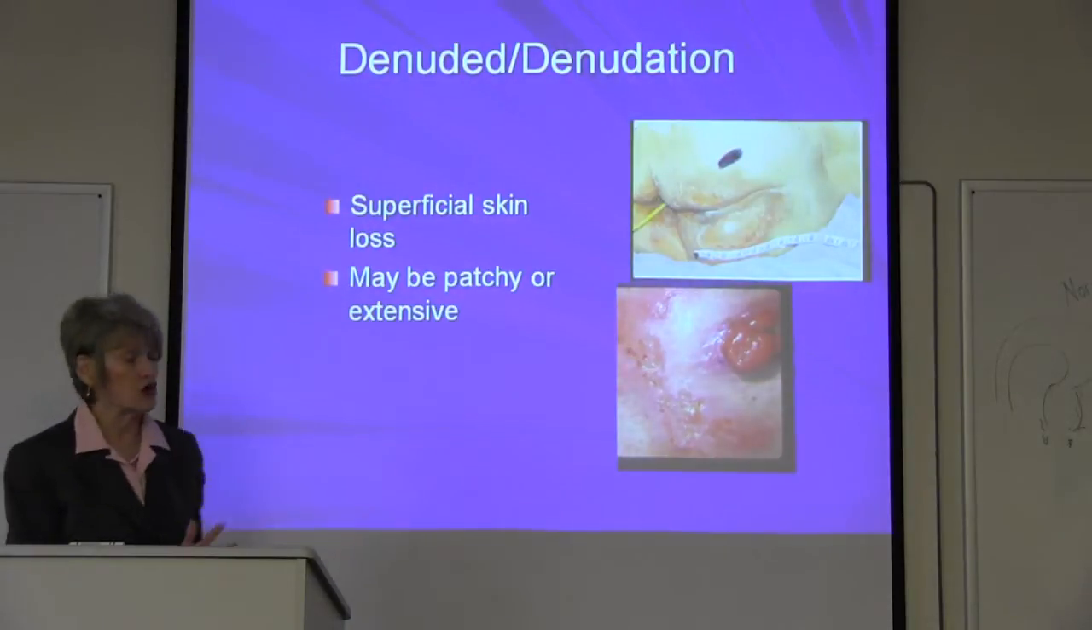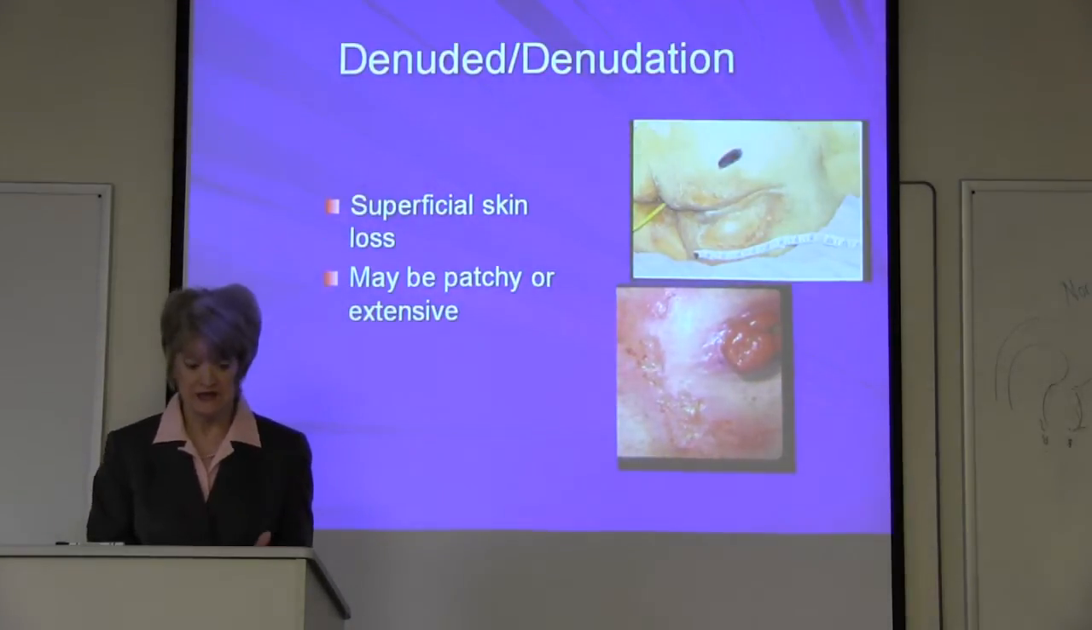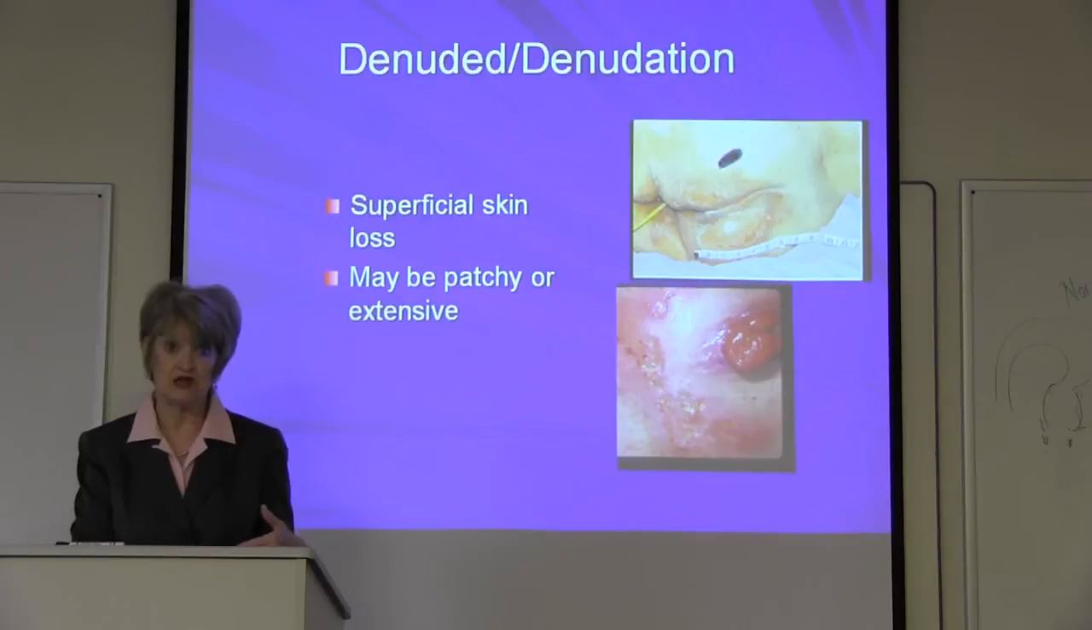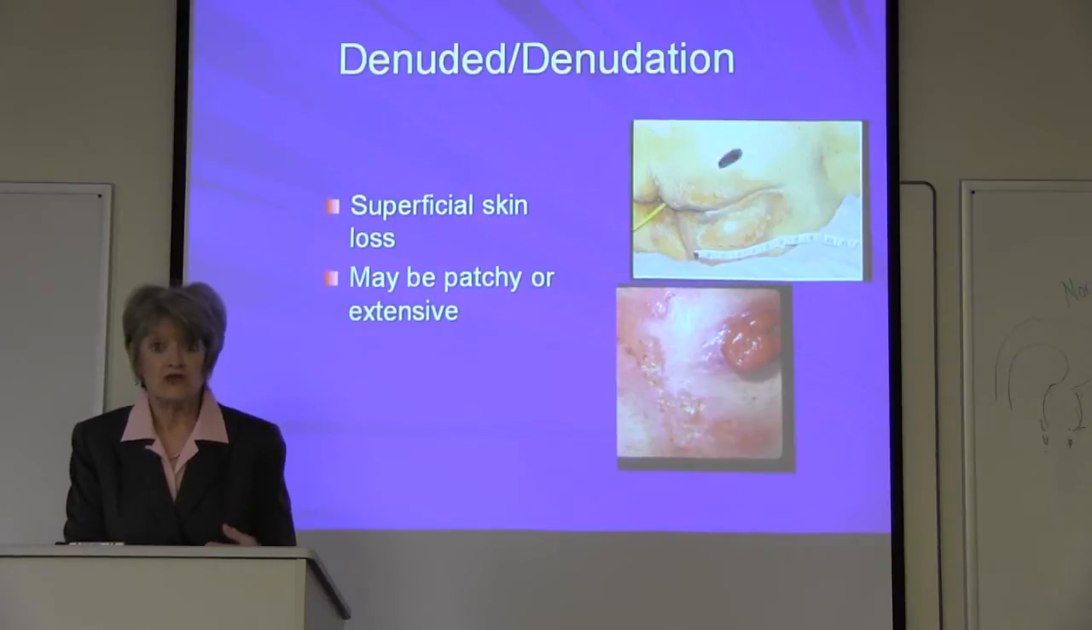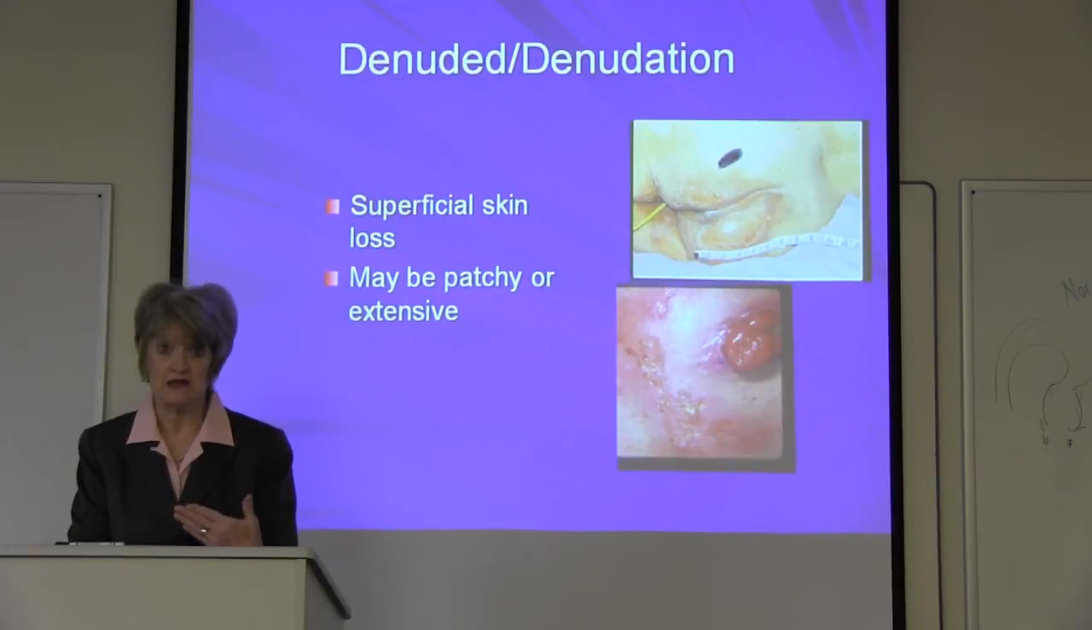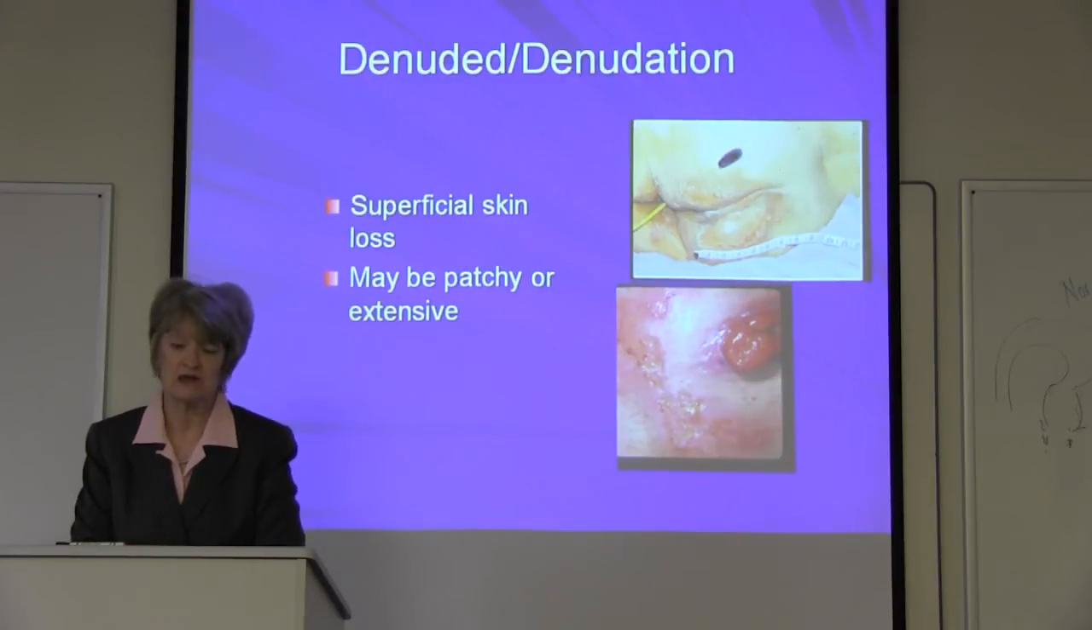Now, the next two terms we use extensively, denuded and denudation. Denudation refers to loss of the superficial layers of the skin. And when you say that there's extensive denudation, that means that there's extensive skin loss in that area. If you say patchy denudation, obviously, it tells you there's little patches where the skin is lost.